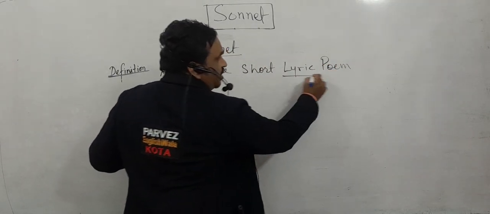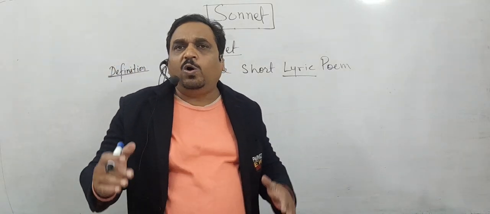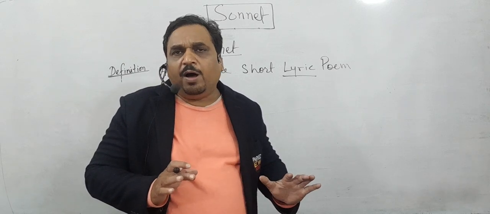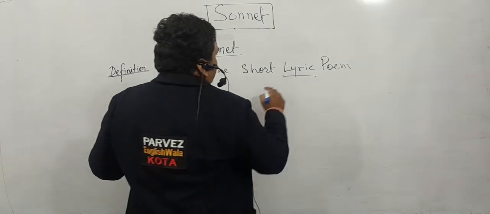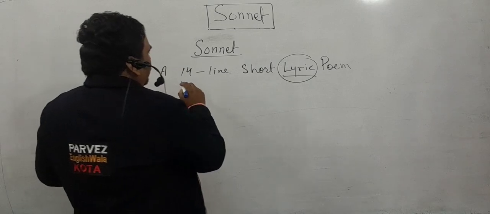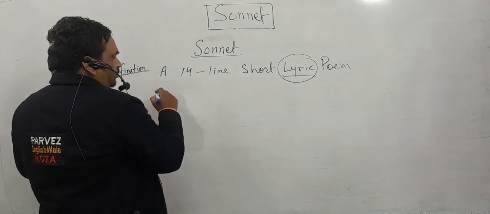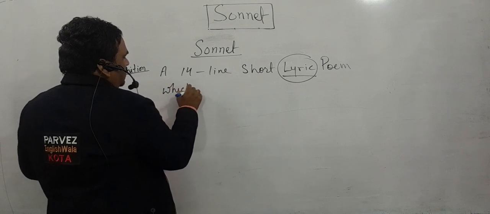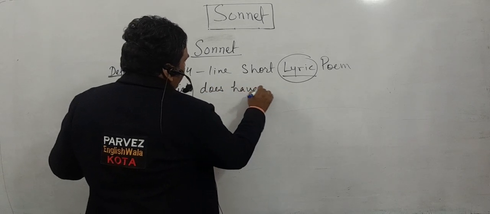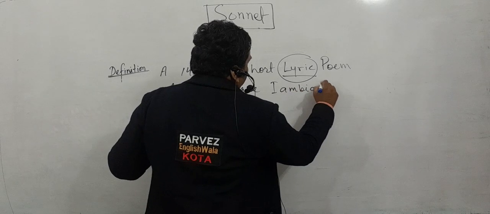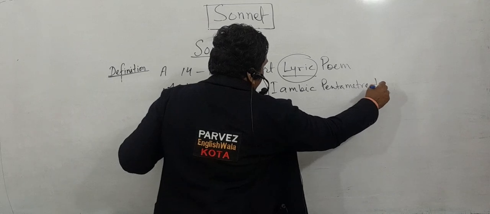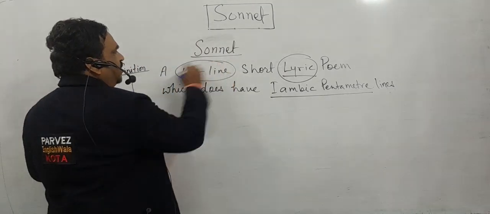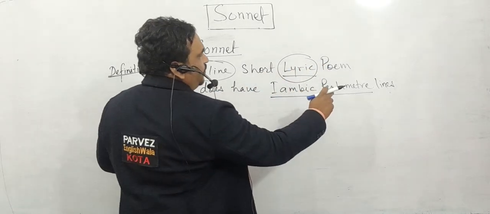Okay, lyric, that can be sung. Every poem cannot be sung. Odes can be sung, ballads can be sung, and sonnets can be sung. So it is a poem that can be sung. Now look here. So definitely it is a lyric poem. It is a short poem. A 14-line short lyric poem, which does have iambic pentameter lines. This is a very important point here. Number 1 point, 14-line, number 2, lyric poem, which does have iambic pentameter lines.